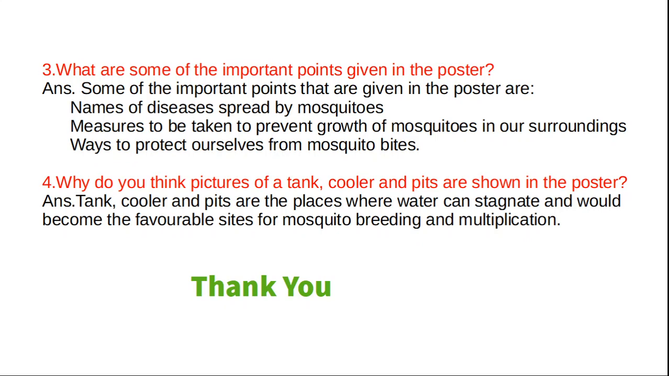Okay children, now next one, why do you think pictures of a tank, cooler and pits are shown in the poster? Okay, so here the answer is tank, cooler and pits are the places where water can stagnate and would become the favorable sites for mosquito breeding and multiplication. Okay children, these are the common places for mosquito breeding. That's why commonly they give such kinds of pictures like tank, coolers, pits.